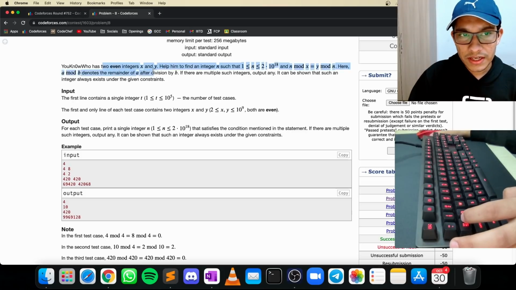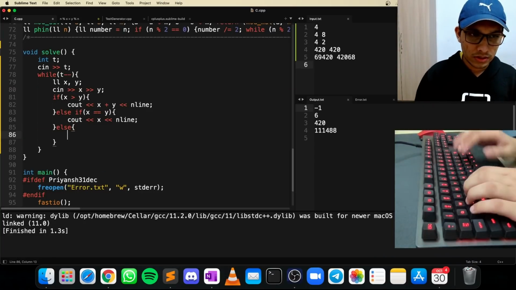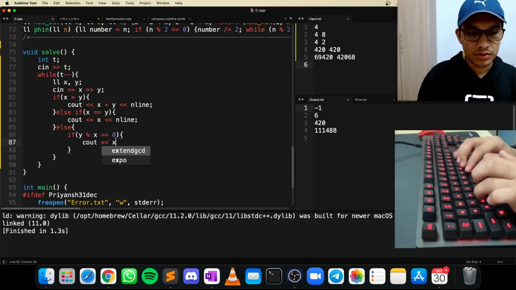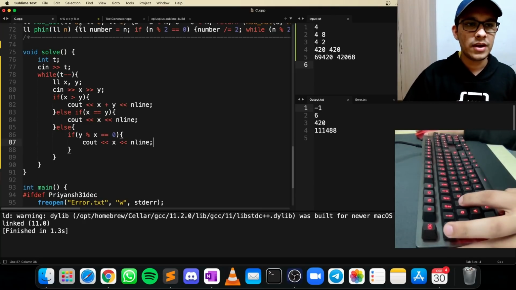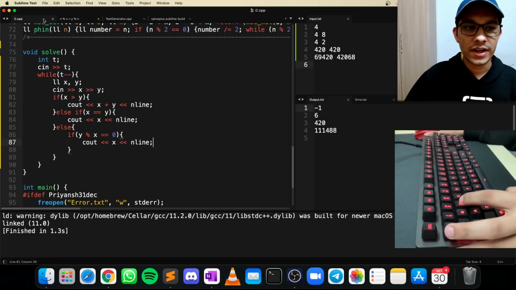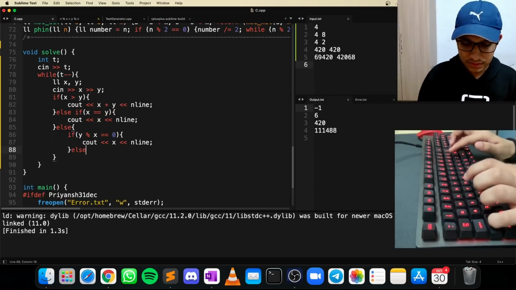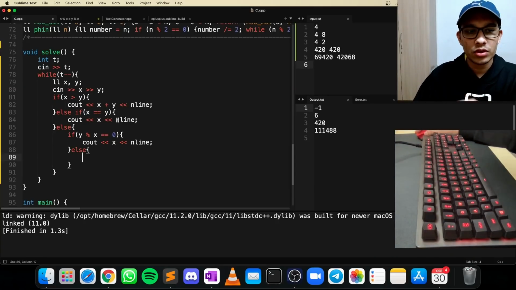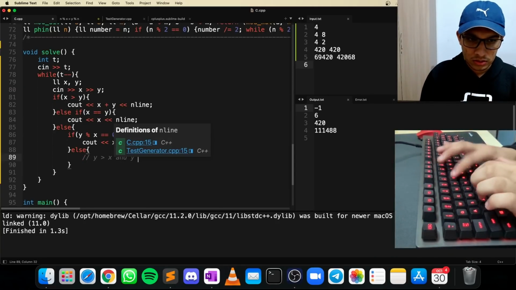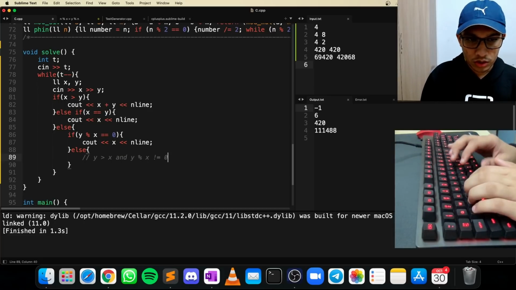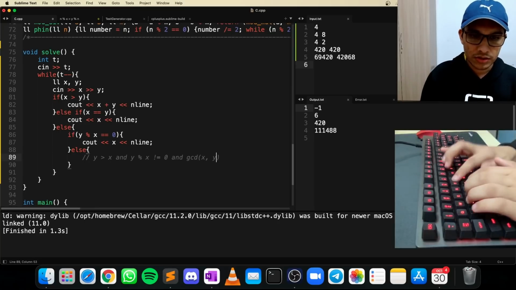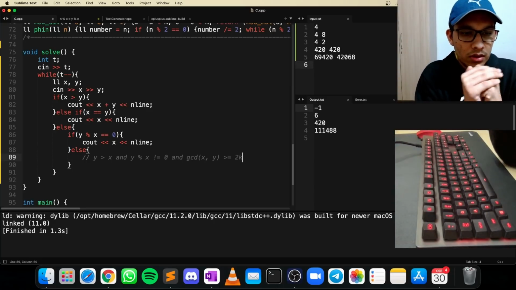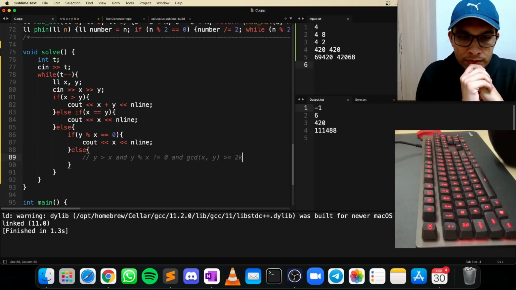Also, both of them are even integers, so this is something to be taken care of, right? So here, if y modulo x equals 0, then you simply cout x, right? Why? Because x modulo x will be 0 and y modulo x is already 0. Cool. Else, now we know that y is not a multiple of x. We also know that y is greater than x, and y modulo x is not equal to 0. Also, GCD of x comma y is at least greater than or equal to 2. It is a multiple of 2, basically 2k, right? So what do we do in this case?